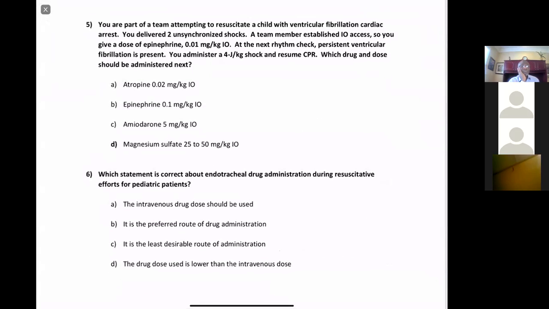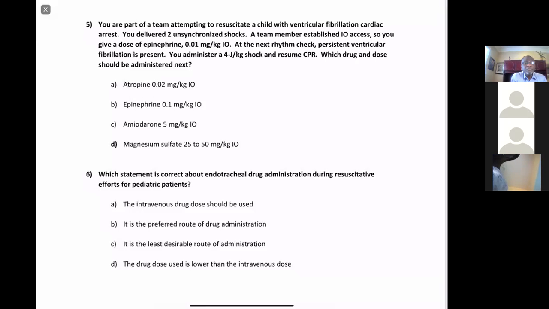Number 5: you are part of a team attempting to resuscitate a child with ventricular fibrillation. The child is in cardiac arrest. You delivered 2 unsynchronized shocks. A team member established intraosseous access, or IO. So you give a dose of epinephrine, 0.01 milligram per kilogram IO.